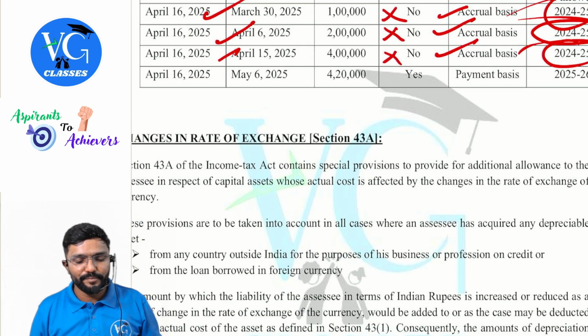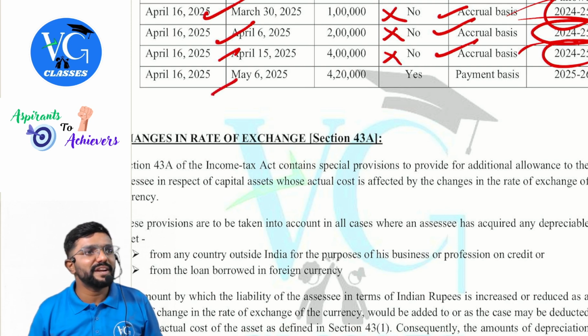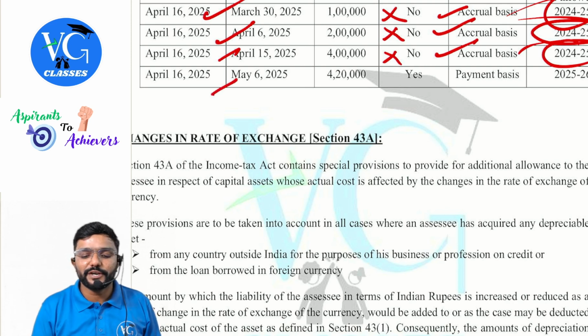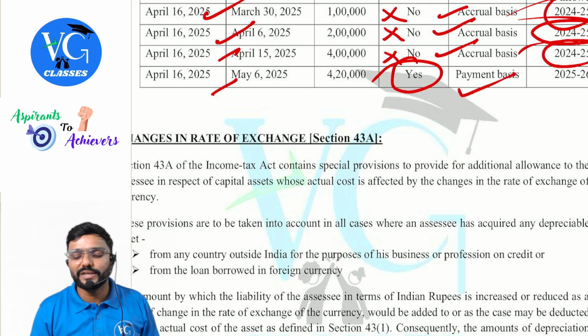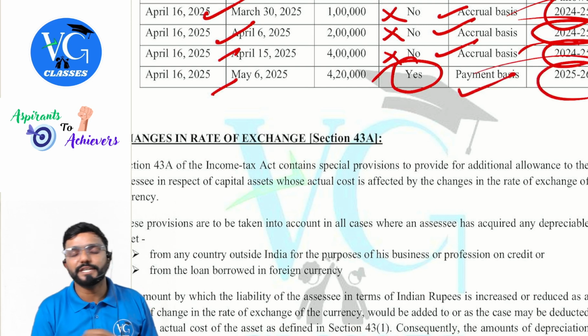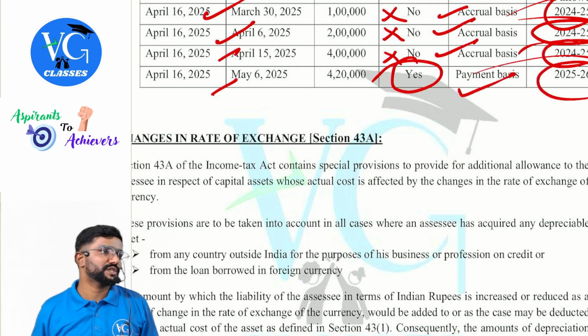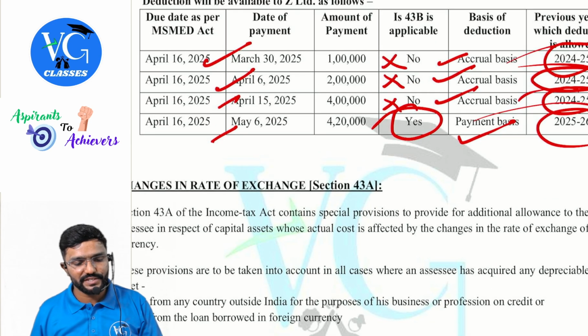Last case. Paid on May 6th, not paid within the due date. So is section 43B applicable? Yes. Deduction is allowed only on payment basis. When is it? 25-26. 25-26, guys.